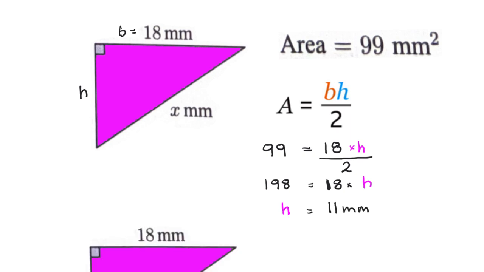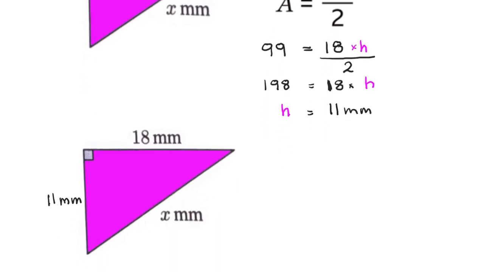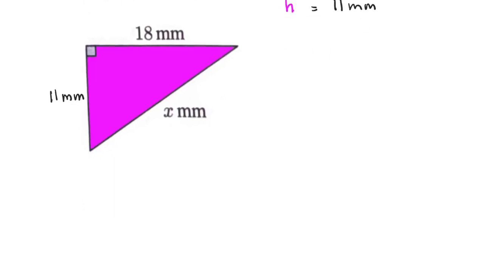But we need to find X. So how do we find X? It's a right angle triangle, and X is what we call the hypotenuse of that triangle. And the only way we could do that is using our Pythagoras theorem.